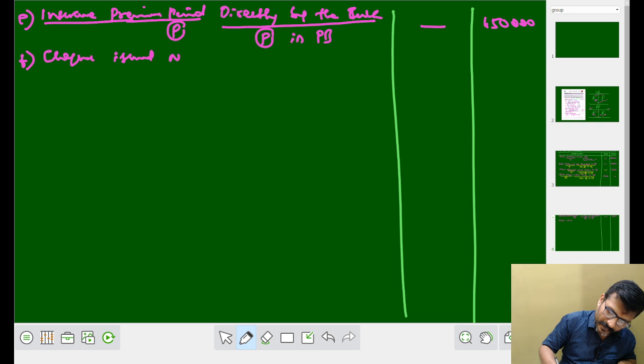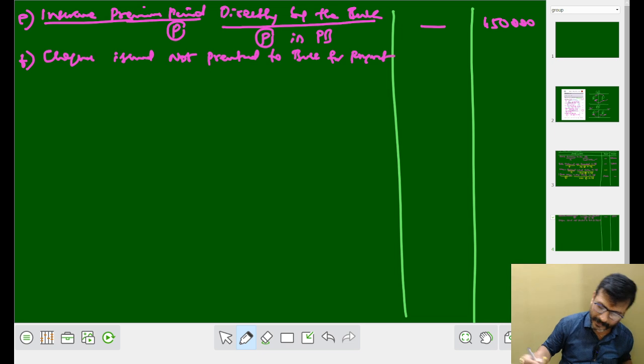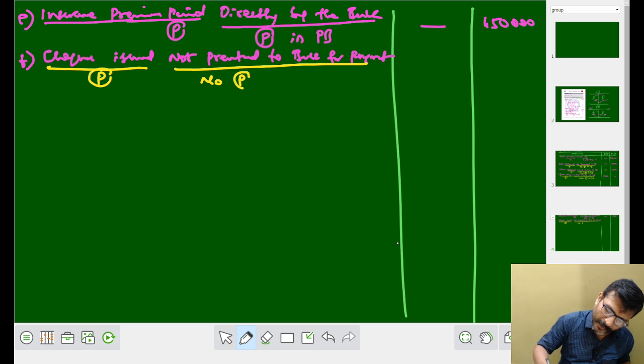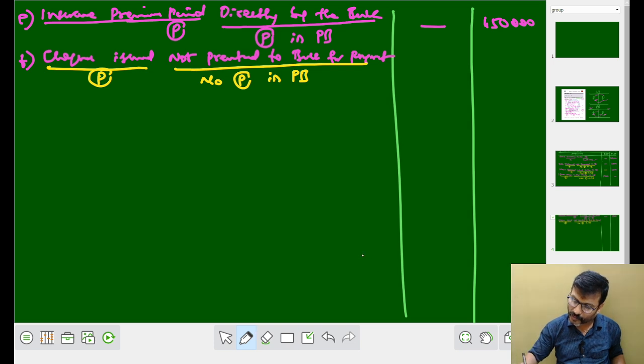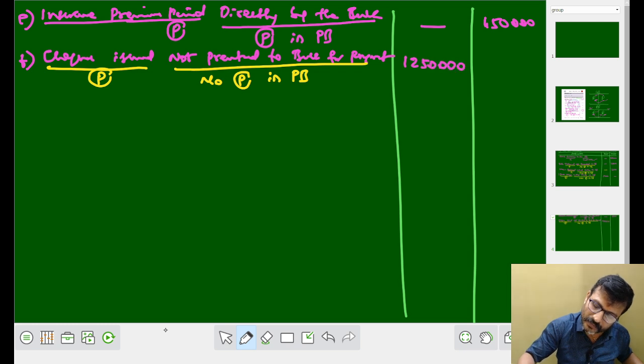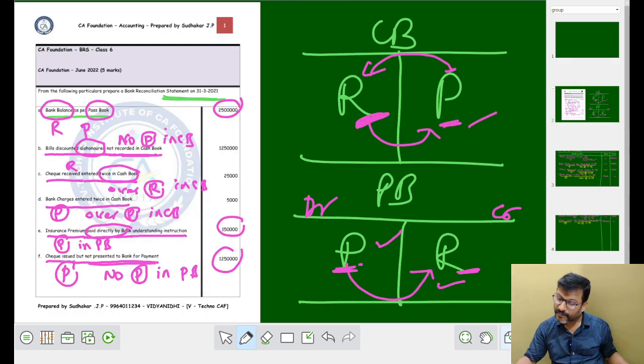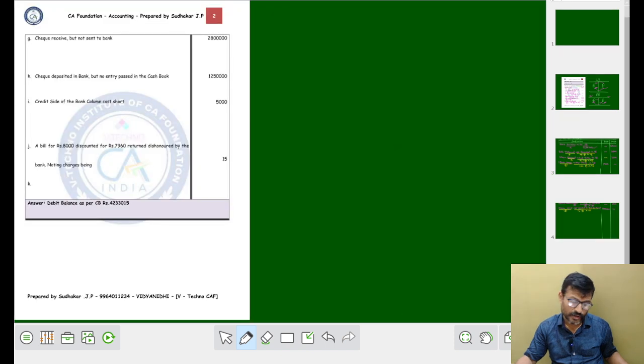Checks issued not presented to bank for what? Payment. See, my dear kids, here issued means payment, not presented to bank means no payment in passbook, no debit in passbook. So what we have to do? We have to take it in debit side only, that is of rupees 12,50,000, a very big amount. Try to be so careful in mentioning the number. It is 12,50,000. Let us move on to the next point of your question paper.